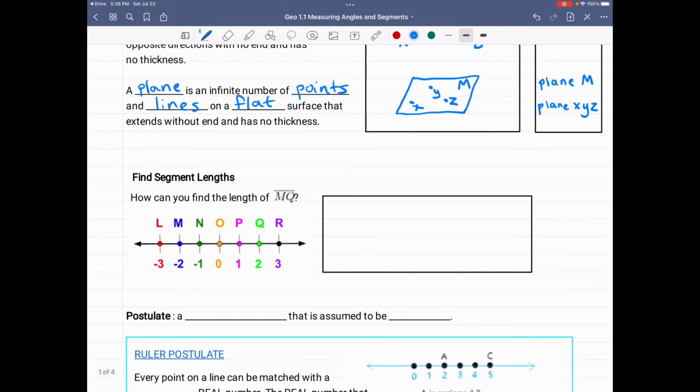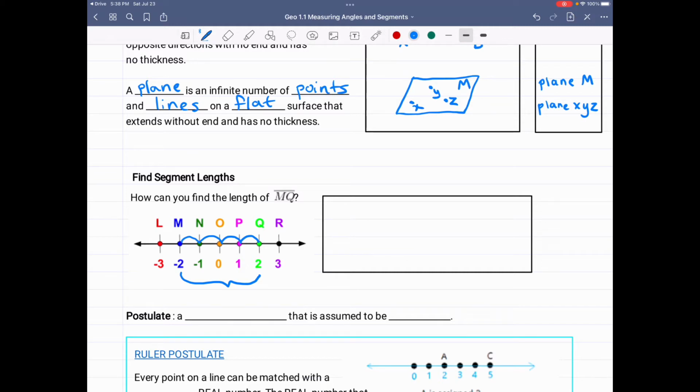Find segment lengths. How can you find the length of MQ? So we have this line and we have these points, L, M, N, O, P, Q, R. We want to know the length from M to Q. How can we figure that out? There's a few ways we can count. We can just skip count 1, 2, 3, 4. Or we can use the absolute value to find the distance. So a length is like a distance.